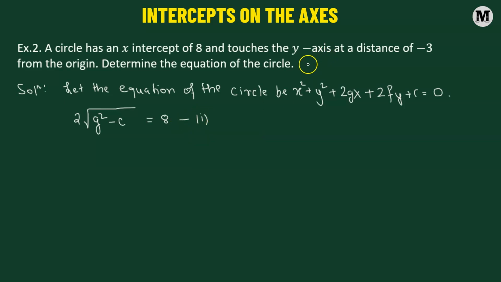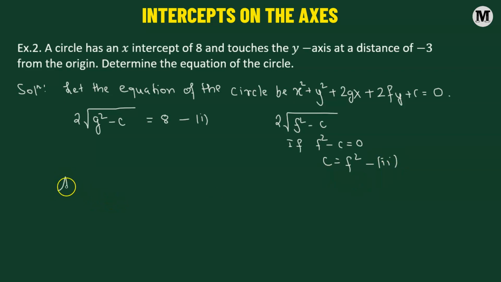And also it's given here that this circle touches the y-axis at a distance of negative 3 from the origin. Now first of all, if the circle only touches the y-axis, so recall, we had the y-intercept given by 2 times square root of f squared minus c. We have a condition. So if f squared minus c equals 0, or we can say if c equals f squared, then this is the case when the circle just touches the y-axis. So we have a condition here, c equals f squared.